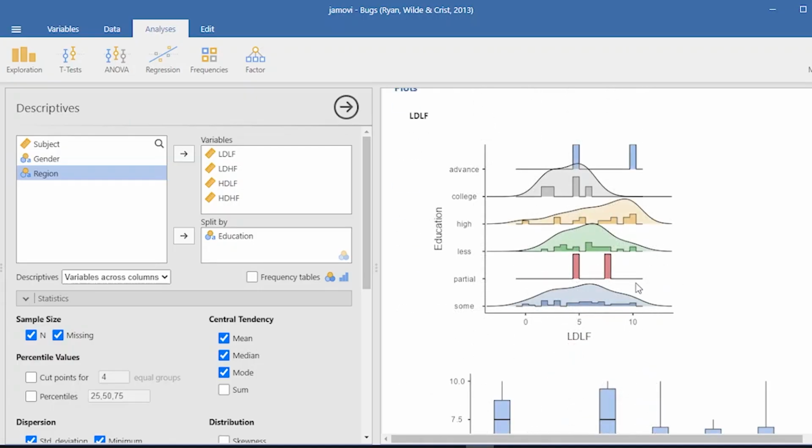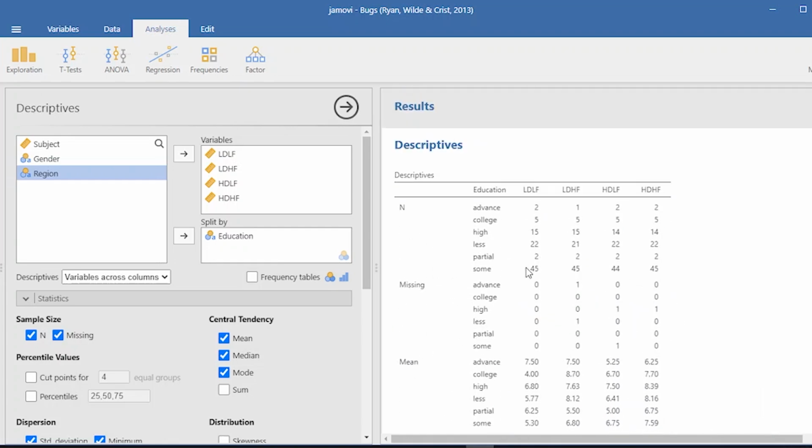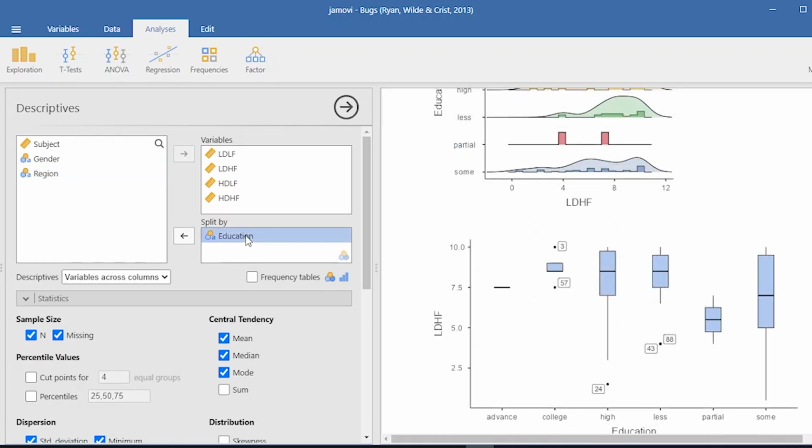But once again, if I look at the graph, the reason you see it that way is because you could see the number of people who have advanced education was only 2 subjects, and 5 in college, 2 in partial. So the number of cases was not quite normally distributed. In terms of education, it might not be so intuitive.